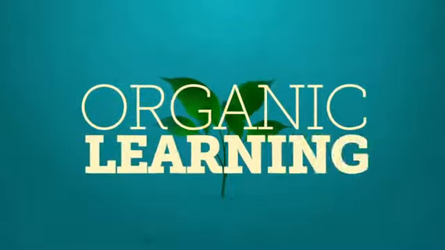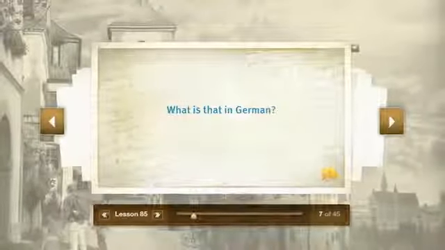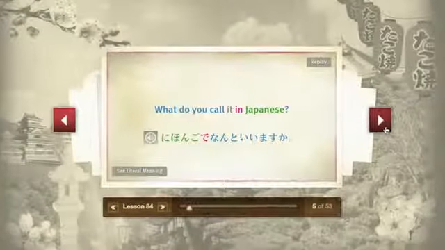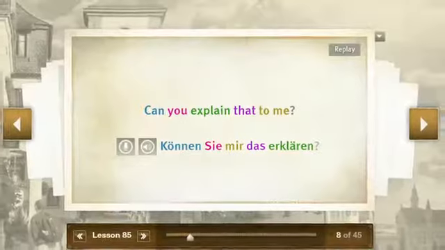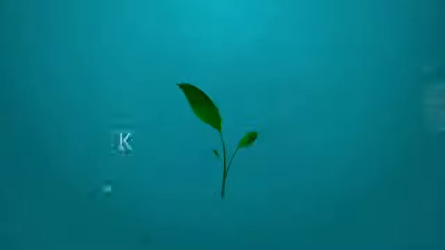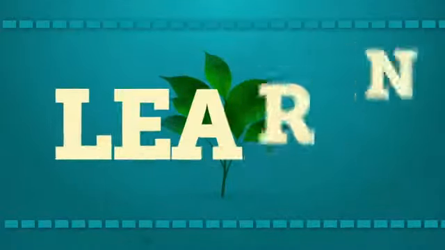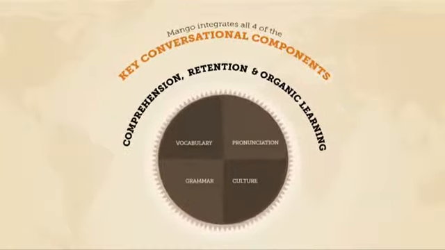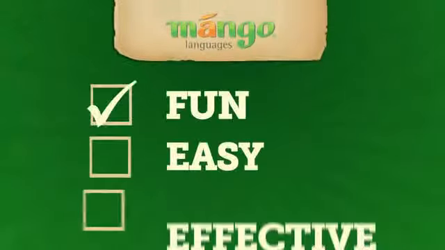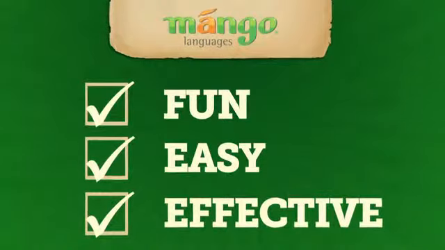That's when our organic learning lessons kick in. They're designed to teach you some of the most useful ways to ask for more information: asking for a word you don't know, getting clarification on something, or asking someone to speak slower. Organic learning helps you keep building on what you've learned in the lessons. The more you talk, the more you'll be able to learn. Put all that together and you've got intuitive language construction, a fun, easy, and incredibly effective way to learn to speak a foreign language.